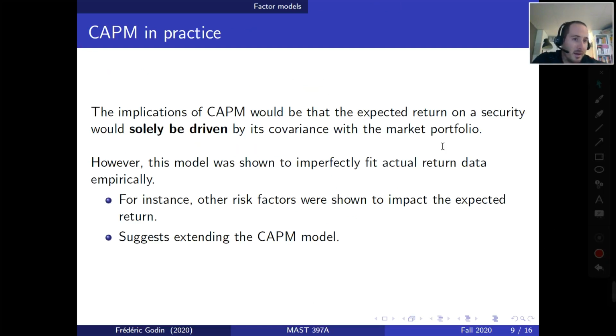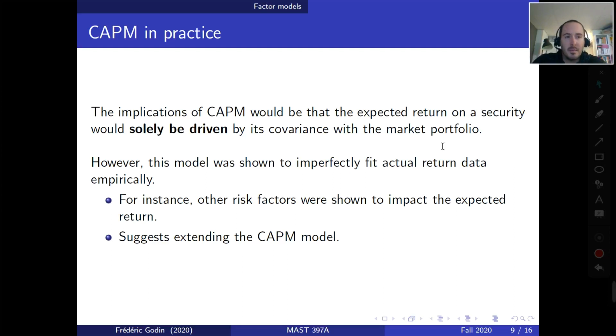The proof is not super complicated, but the result is surprising: for some portfolio, you don't need other information than its covariance with the market portfolio to predict its expected return. This is very surprising, but it would be a consequence of the mean variance portfolio optimization theory, if you believe that theory.